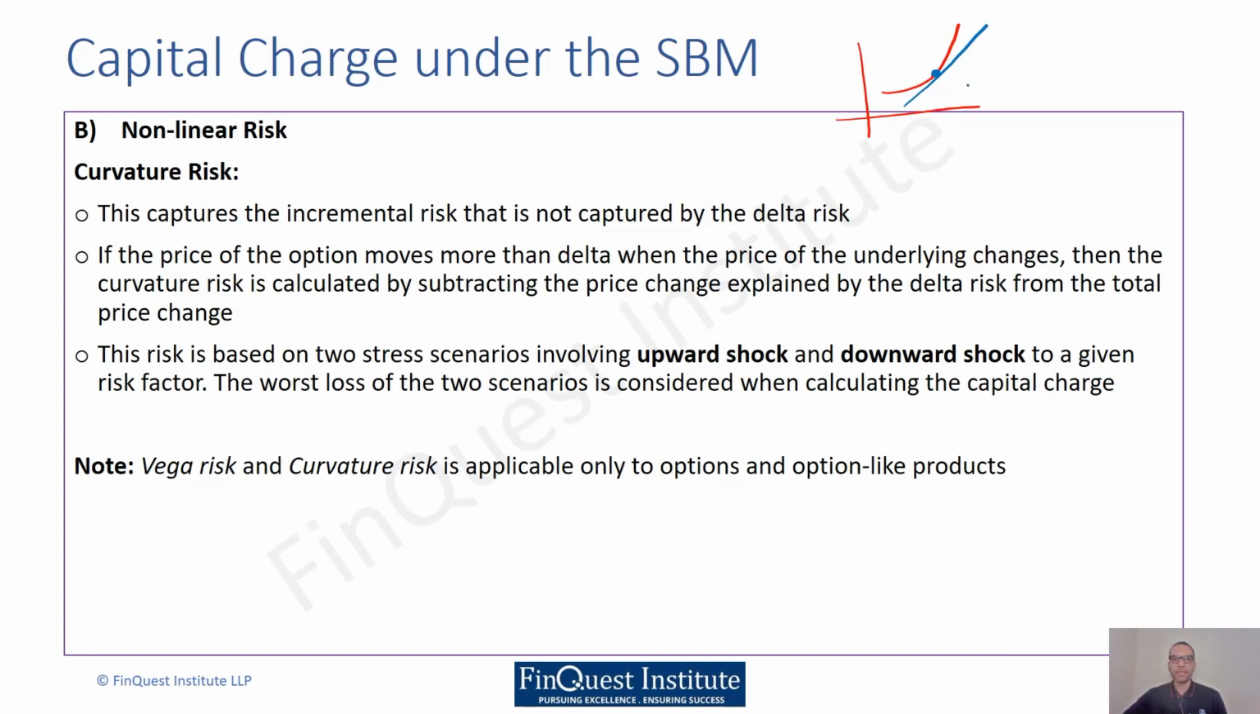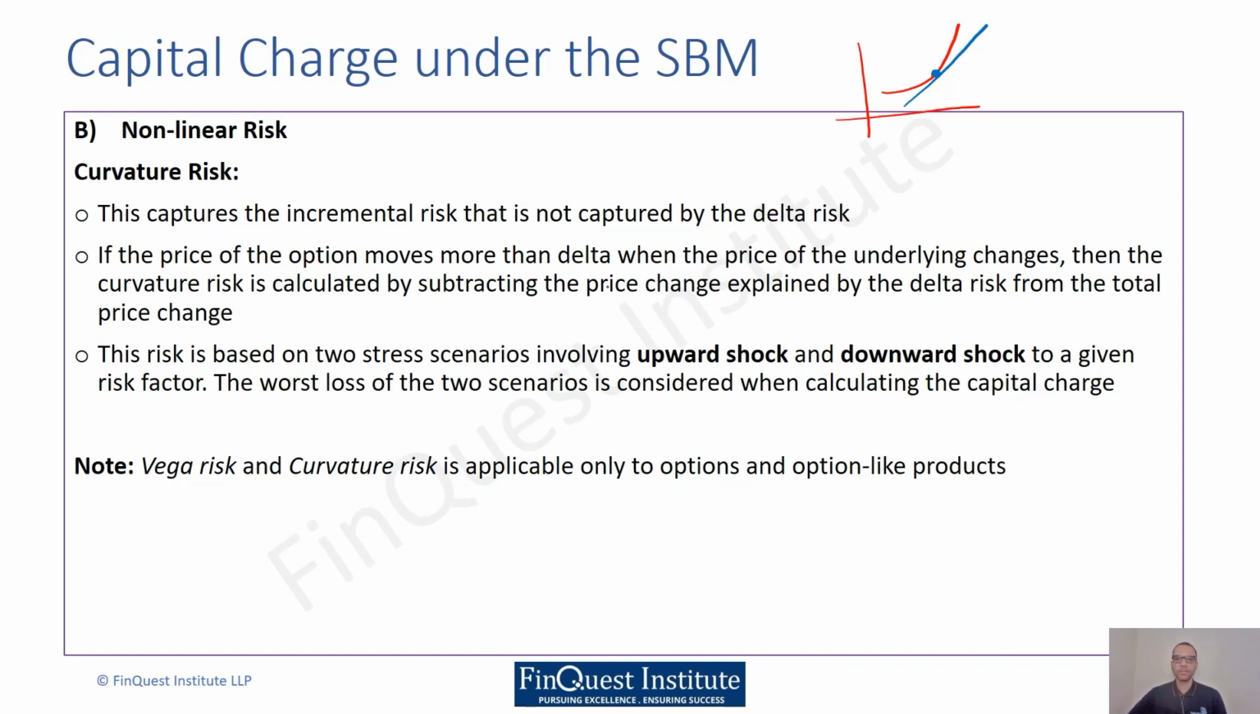However, if you have to understand the total risk which is embedded in this call option, there is also this curvature bit which will need to be studied, isn't it? Because if we ignore this curvature bit, that implies that we are ignoring that component of risk. So then we are not capturing the entire risk which is there. So in order to capture the risk which the straight line fit or the delta risk is unable to capture, we require a curvature risk. So as it says, if the price of the option moves more than the delta when the price of the underlying changes, then the curvature risk is calculated in a certain way, which FRTB says.